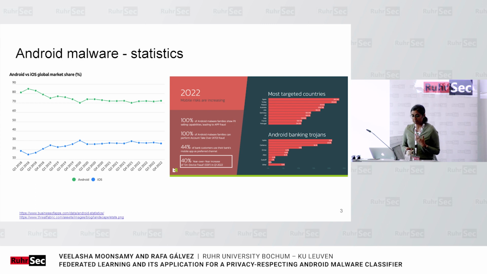So we all associate malware with security problems. However, what we're also noticing is those malware are turning our security problems more towards privacy issues. In the past year, a lot of the malware variants that were detected by antivirus companies were actually exploiting what are called PII, so personally identifiable information. So at the top here, the first 100% says Android malware families show PII selling capabilities, including or leading to APP fraud. The APP fraud here stands for authorized push payments.